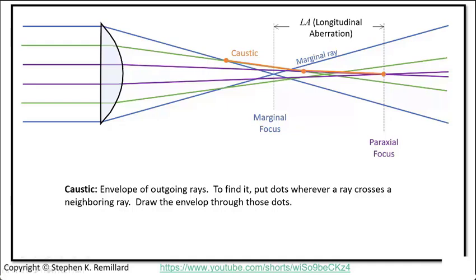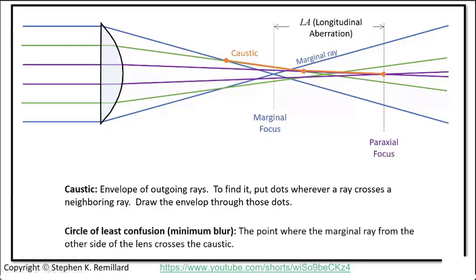Although all of these rays don't focus to a point, there is a point along the optical axis where you might expect to get the best image, and to find that point you need to find the circle of least confusion. You find it by looking at the marginal ray from one side and look at where it crosses the caustic on the other side, and that will be the point where the focus is the best. You have the minimum blur, or rather the circle of least confusion. And that's the best place to put the screen to view the image.